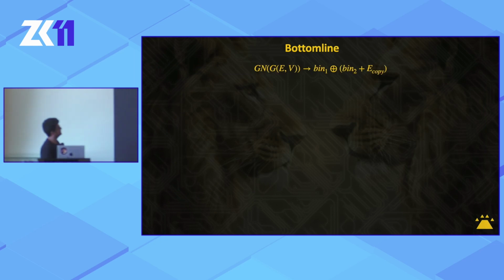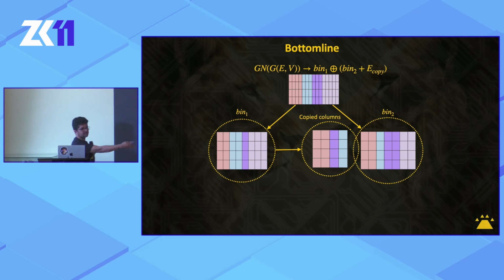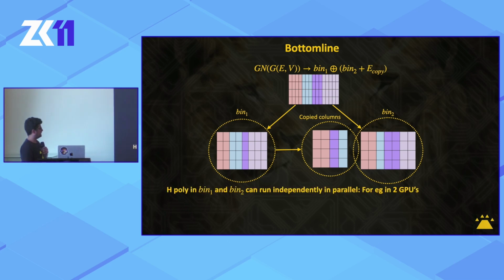So bottom line is this. Girvan-Newman takes the graph and splits it into bin 1, bin 2, and some edges to copy. So the effect is you take the trace, you split it into two parts, and you pay a price by copying some of the columns across. Okay? So essentially, the quotient polynomial in bin 1 and bin 2 can be run independently in parallel. And the goal is somehow to keep these copied columns small. So you can pay a small price for parallelizability.